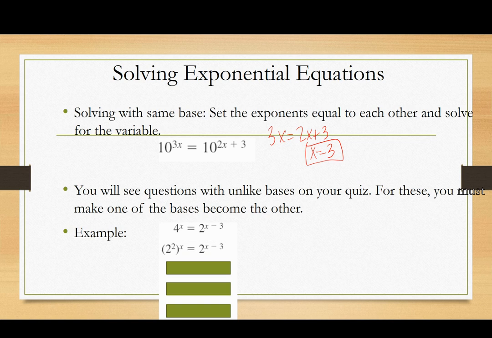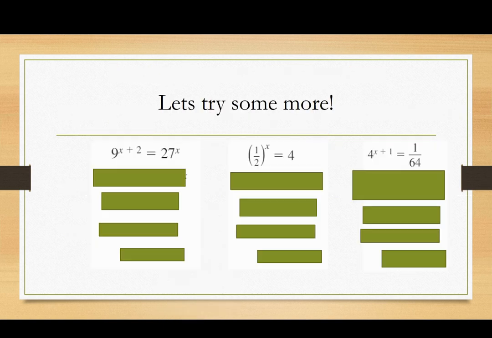Then we have to remember our exponent rules. 2 times x would be our rule because we're raised to the x power. And now, just like we did up here, we're going to set them equal to each other. So our x is negative 3. So let's try some more.